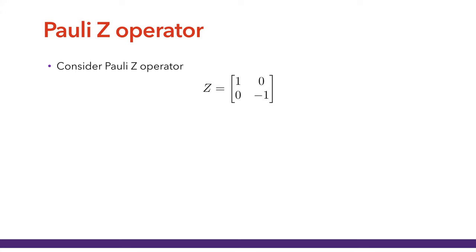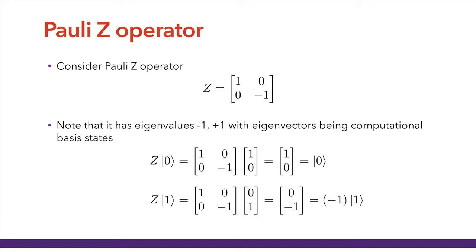Just by looking at it, you can quickly note that it has eigenvalues minus one and plus one, with eigenvectors being computational basis states. So just taking Z and applying it to the computational basis state zero, which is the column vector 1, 0, it gives you the vector 1, 0 back out. And similarly, applying it to one gives you a minus one factor in front of one.